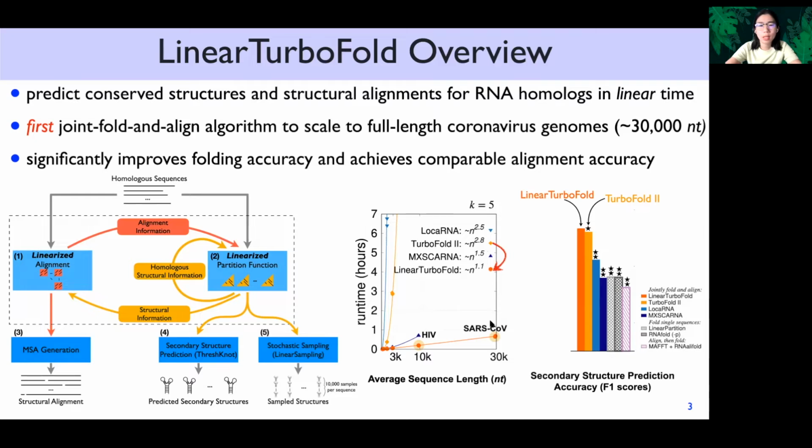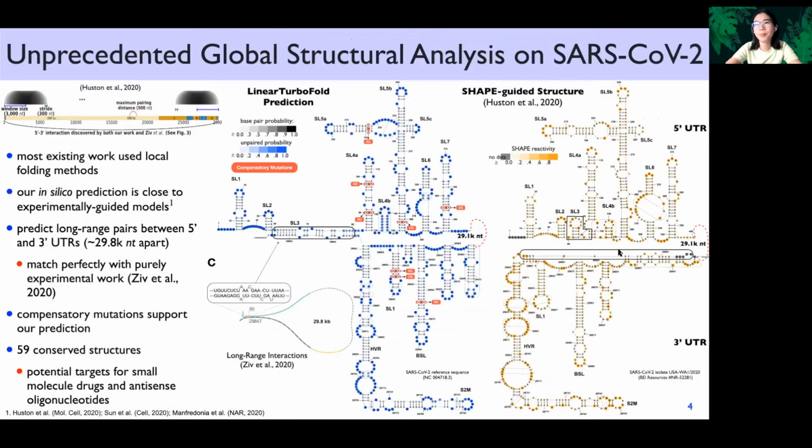SARS-CoV genomes like SARS-CoV-1 and SARS-CoV-2 belong to the coronavirus family, which has the longest viral genomes. Existing work is too slow to scale to coronavirus genomes, while LinearTurboFold is the first joint fold and align algorithm to scale to the full-length coronavirus genome. Also, LinearTurboFold significantly improves folding accuracy and achieves comparable alignment accuracy.